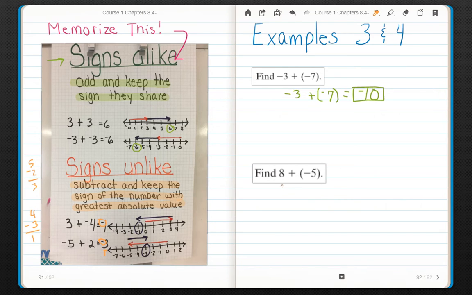However, down here in this example, I have 8 plus negative 5. The signs are unlike, so I'm actually going to subtract: 8 minus 5 equals 3. So 8 plus negative 5 equals 3. Now, positive 8 has a greater absolute value than negative 5. It's 8 away from 0. Negative 5 is only 5 away from 0. So this 3 is going to remain positive. I will not put a negative sign in front of it because the 8 has the greater absolute value.